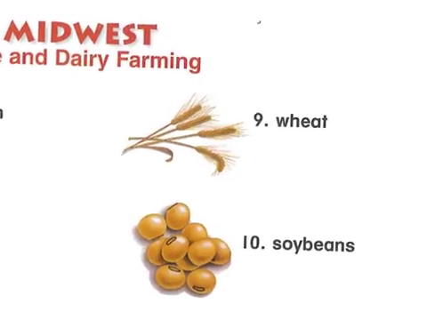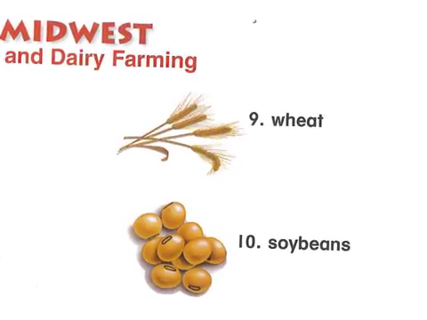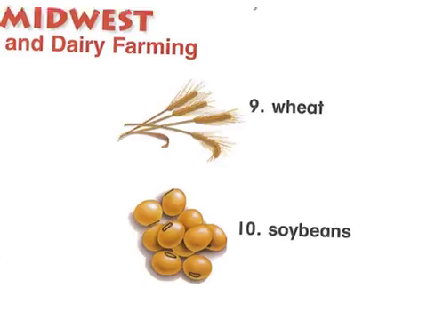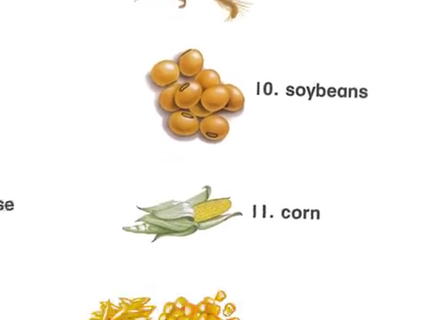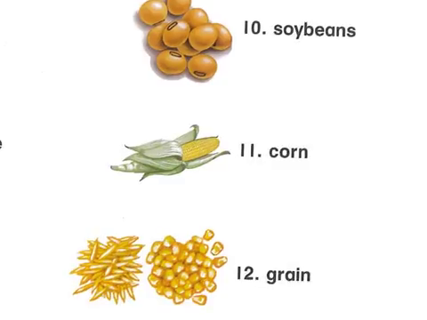Okay, different crops the Midwest is famous for growing. Wheat, what we make bread from, wheat. Soybeans. And soybeans make many, many products from soy milk, tofu, tempeh. Soybeans are also used for oil. A lot of soybean oil is made. Corn. We know corn.